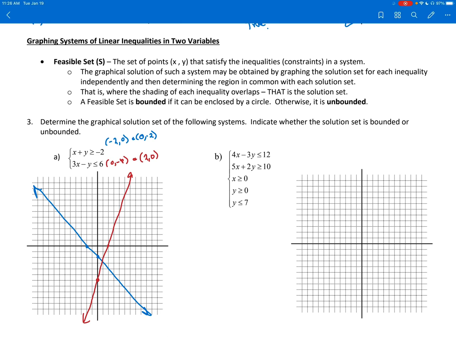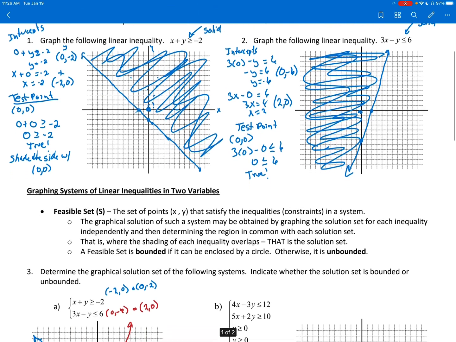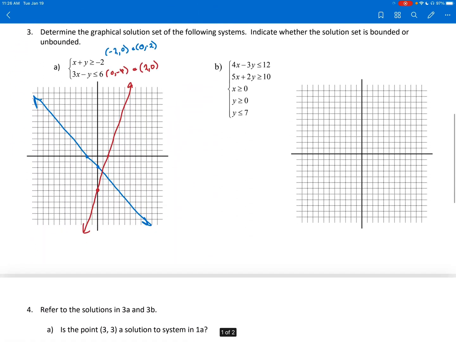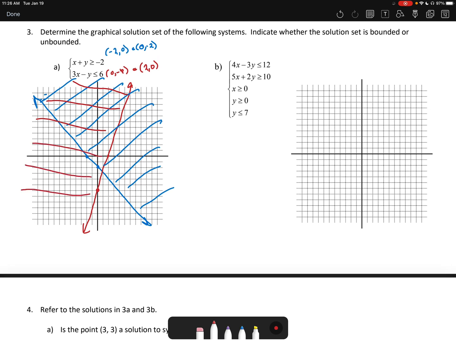So again, stealing from our prior problem, we had everything on the top part of the first line and then on the left-hand side of the second line. So I'm going to use the color coding to do that. Everything on the top of the blue line was shaded, and then everything on the left of the other line was shaded.